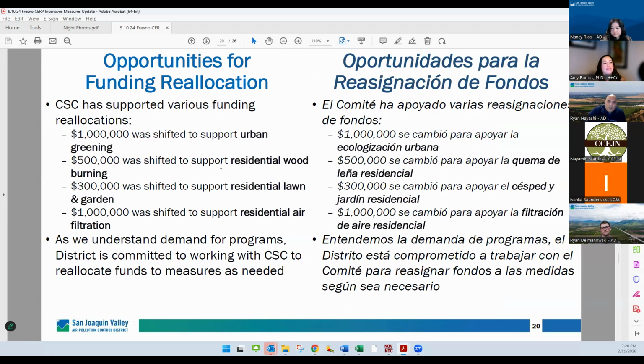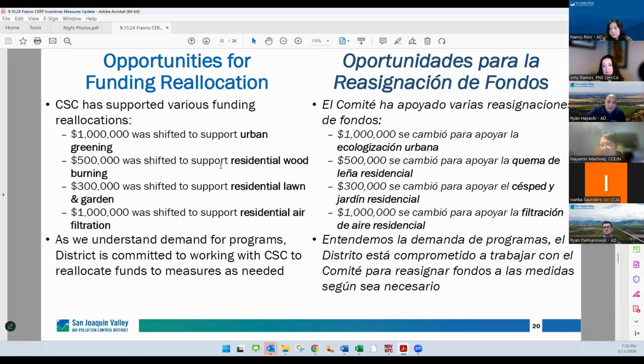So the way that we were getting to the 5.9, we had identified some measures as a starting point for discussion. Oh, I'm sorry, I'm on the wrong slide. On this slide, we're talking about how historically we've done a lot in terms of reallocating funding. And this isn't common. What you've done in terms of providing input and recommendations to reallocate funding in your CERP really is the standard and is the example that other air districts across the state have looked to since.